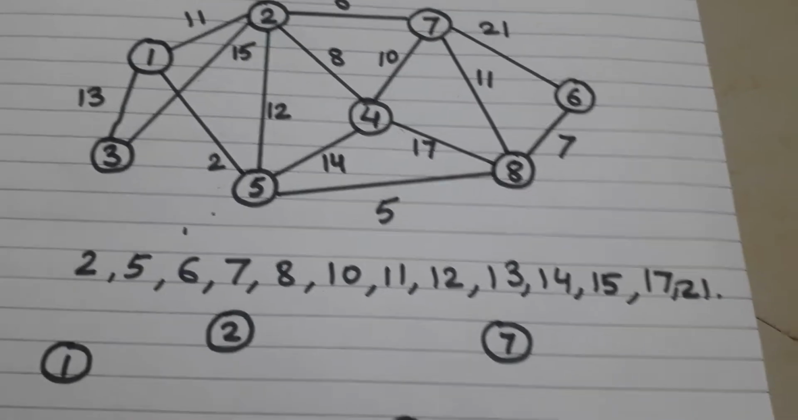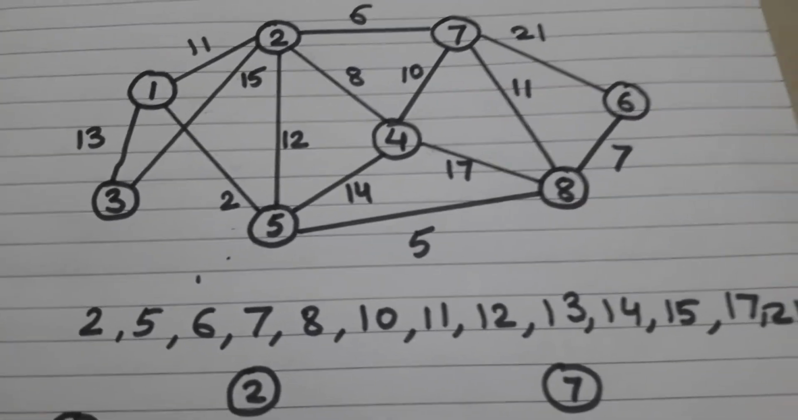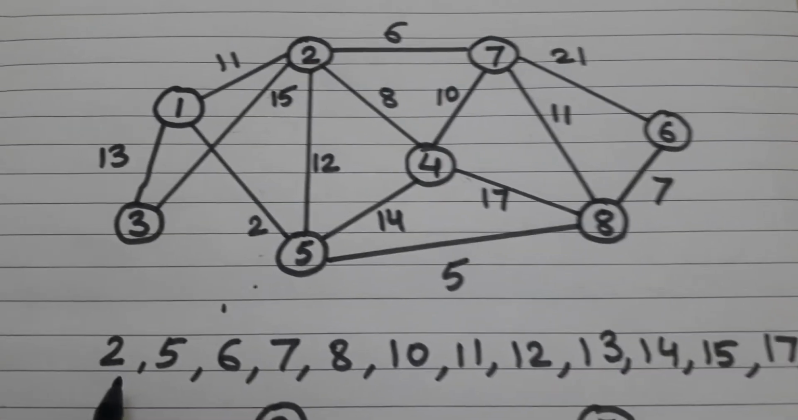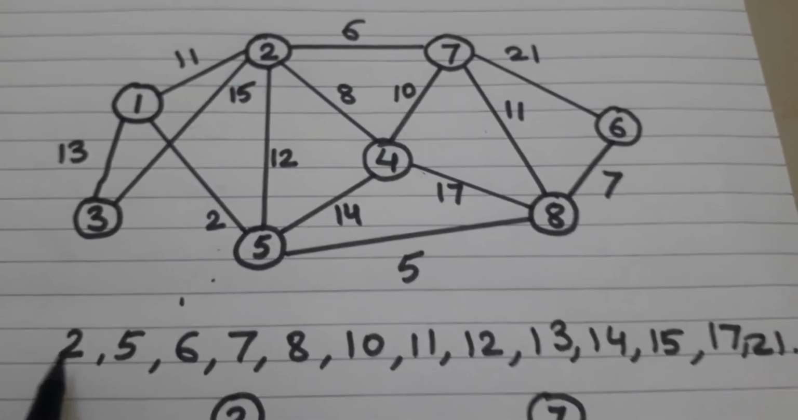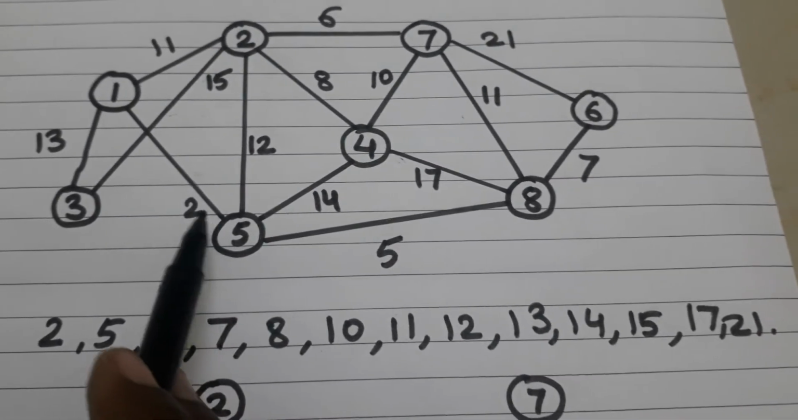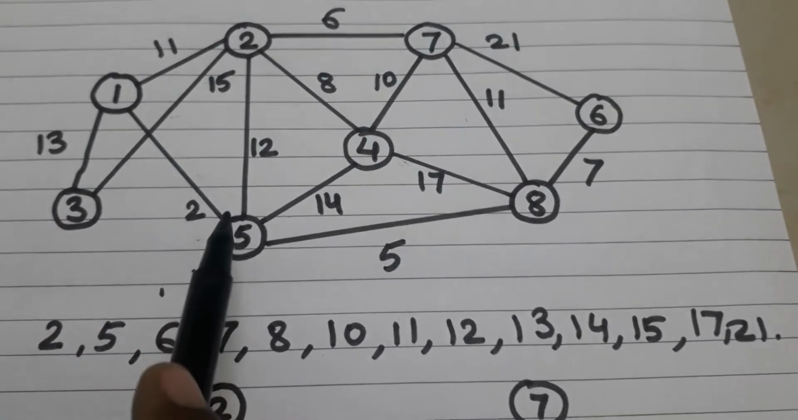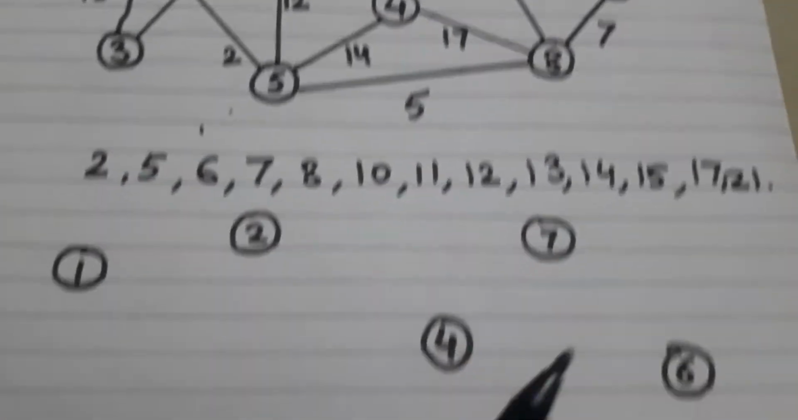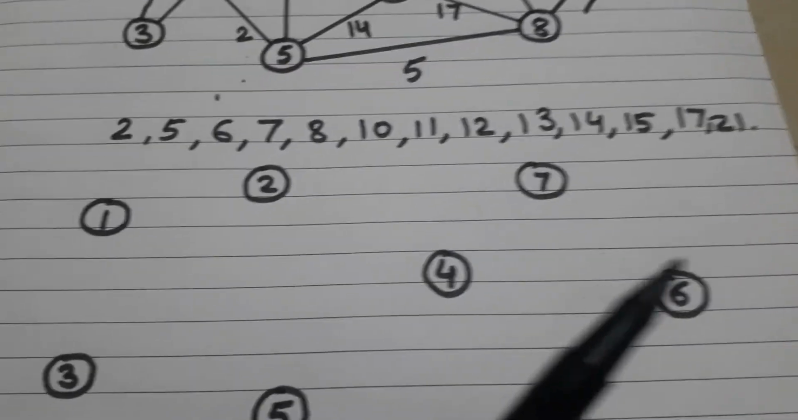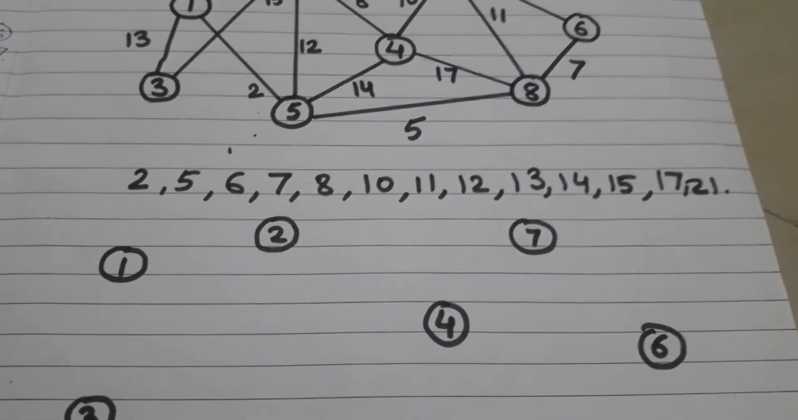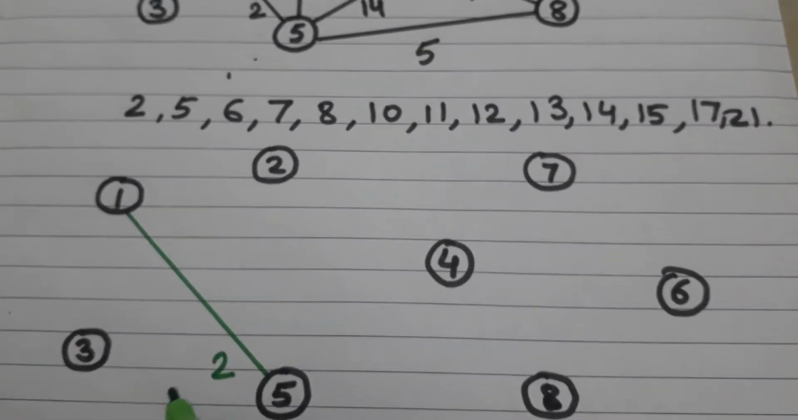So now we will start with the lowest edge. The least weight edge is 2. So we will start with 2. So here we will add 2. 2 is the weight for the edge 1 to 5 or 5 to 1. So we will add this edge in this diagram, in our minimum spanning tree diagram.